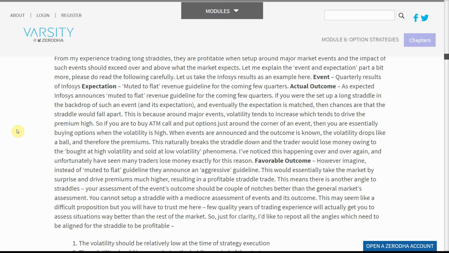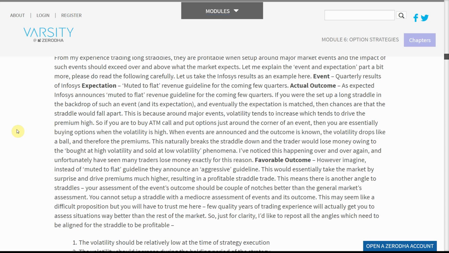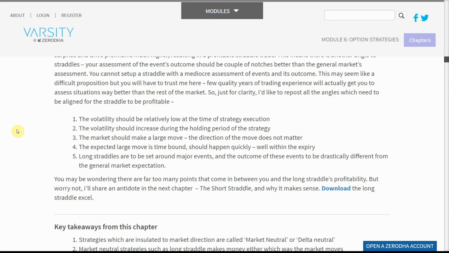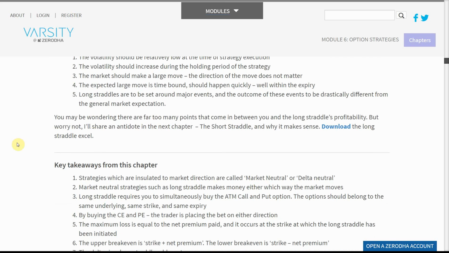The volatility should increase during the holding period of the strategy. The market should make a large move. The direction of the move does not matter. The expected large move is time-bound. Should happen quickly, well within the expiry. Long straddles are to be set around major events, and the outcome of these events to be drastically different from the general market expectation. You may be wondering, there are far too many points that come in between you and the long straddle's profitability. But worry not. I'll share an antidote in the next chapter, the short straddle, and why it makes sense.